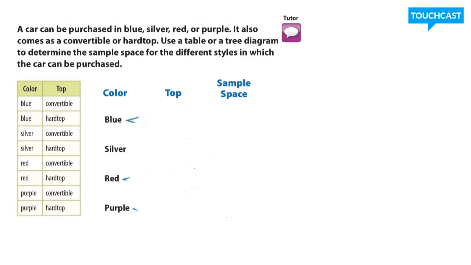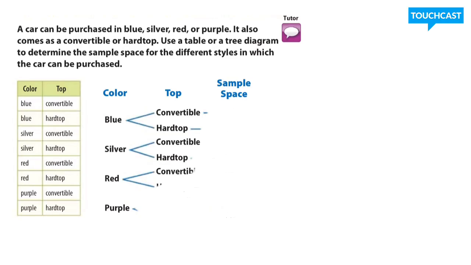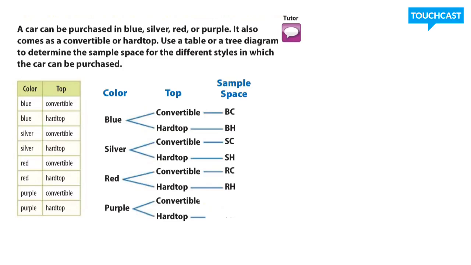But then I have 2 branches off of that because I can do a convertible or a hardtop. So I have to show that on the tree diagram. So convertible or hardtop. And I have to do that on every single one of these. So convertible and hardtop. Okay, so my sample space is how many of these options we have. So they just rewrote the letters. So for blue convertible, they just made BC. And then blue hardtop would be BH. Okay, so then in the end, you end up counting that last column, which makes up the sample space.